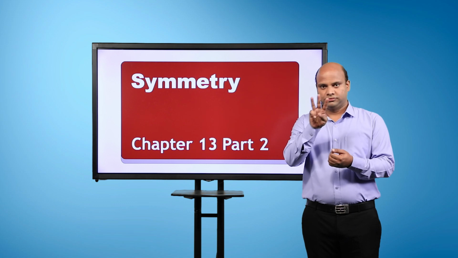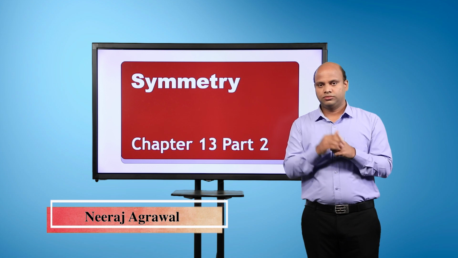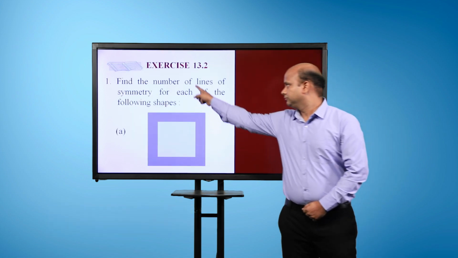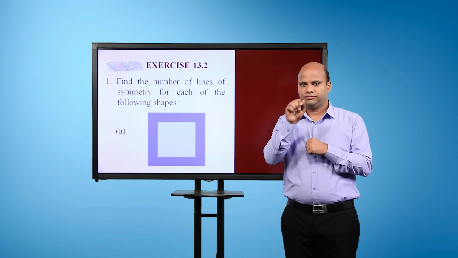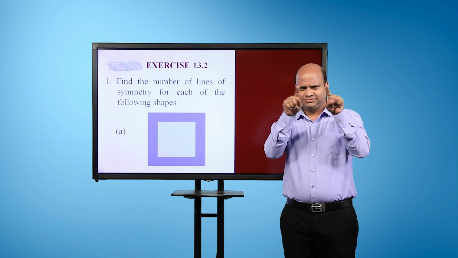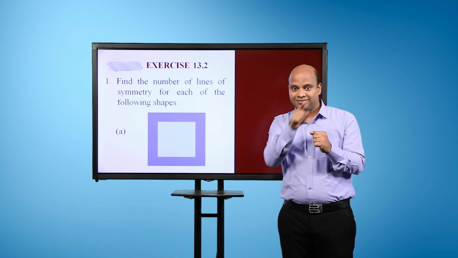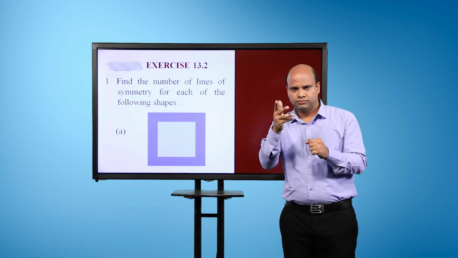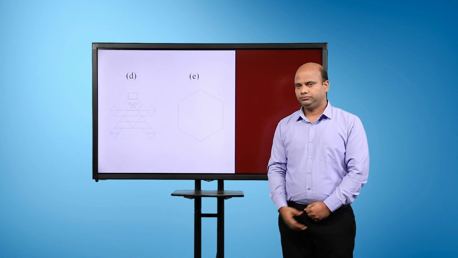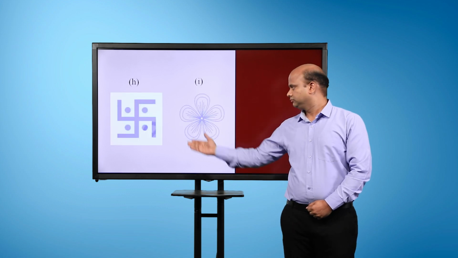Chapter 13, Symmetry, Part 2. Page 267. Exercise 13.2. 1. Find the number of lines of symmetry for each of the following shapes. We have 9 different shapes here: A, B, C, D, E, F, G, H, I.